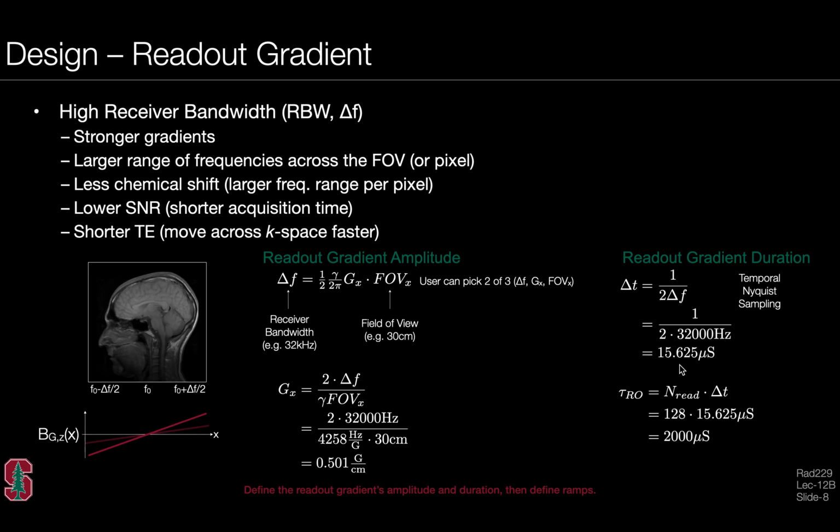And if we go back to considering the number of read points that we wanted to acquire, and let's say that n read was 128 points, then the duration needed to read out is 128 points times this 15 microseconds, and that gives us about 2,000 microseconds of readout gradient amplitude duration. And so again, the combination of amplitude and duration specifies largely the readout gradient. What's left to define is then the ramps. We won't take the time to do that now, but that would largely specify the readout gradient waveform.